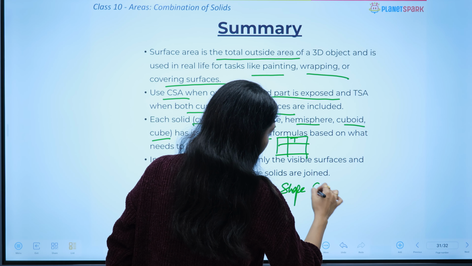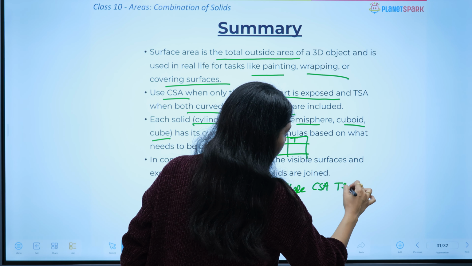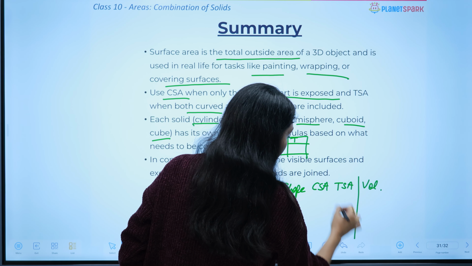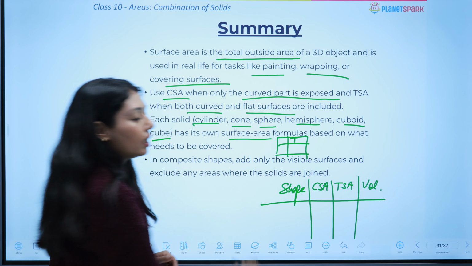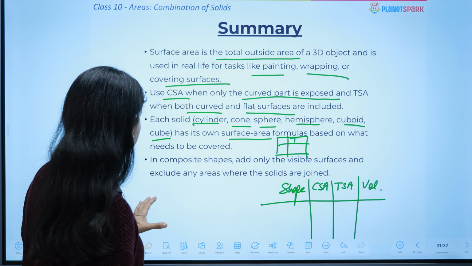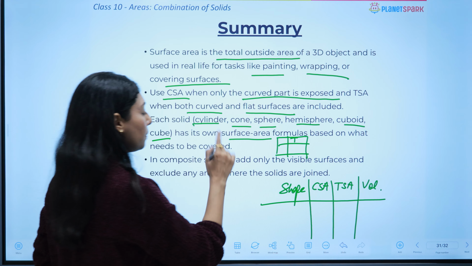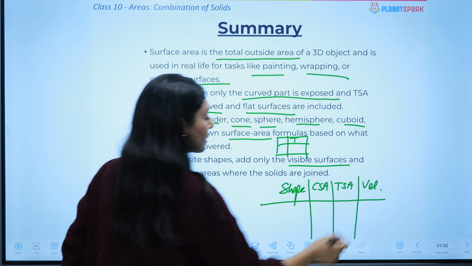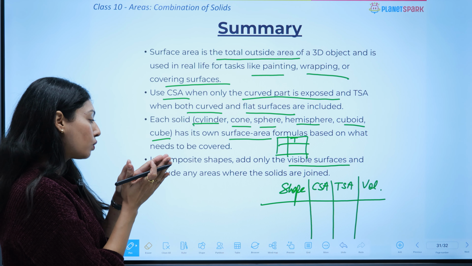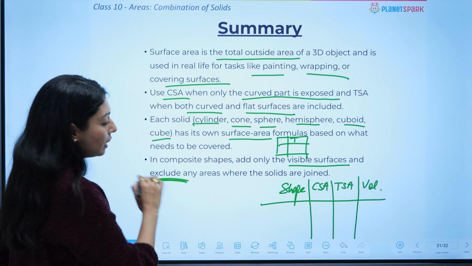Put the shape here, curved surface area, total surface area and volume. Okay, make these columns and very easily you can remember all the formulas there. Okay, and in composite shapes, you have to be careful about the visible surfaces that we have to include, and the areas which are joined there, we will be excluding them.